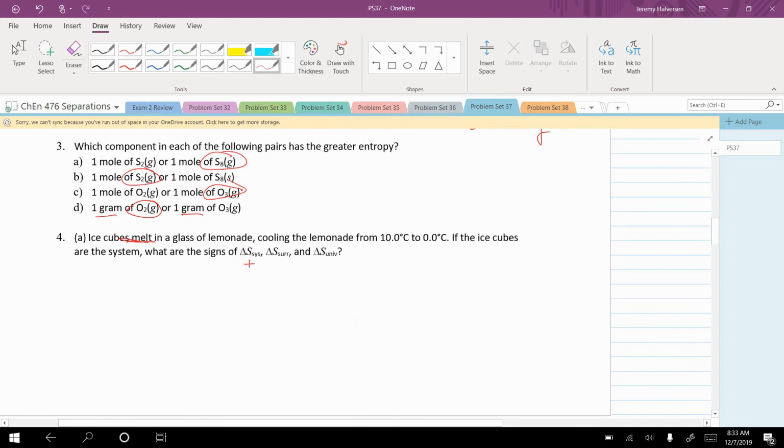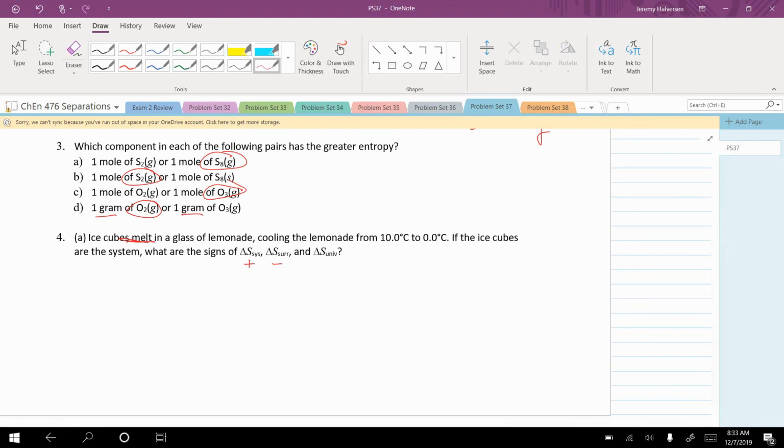The surroundings, what's happening in the surroundings? Cooling the lemonade. The lemonade is just getting colder. There's no phase change or reaction. It's just getting colder. If things just get colder, there's less energy moving the molecules around. Colder things have less molecular motion and therefore less entropy. So if I'm cooling something down and that's it, my surroundings are going to be negative.